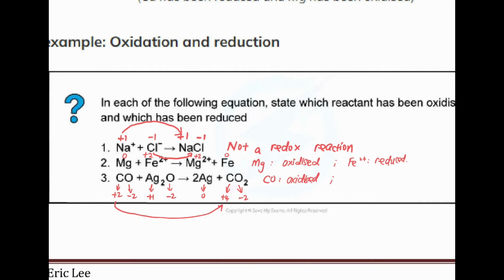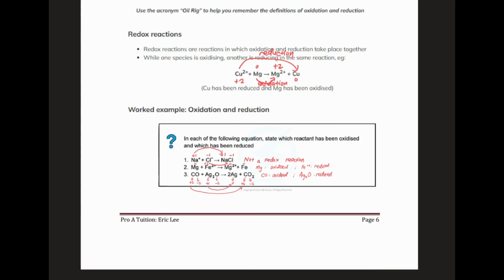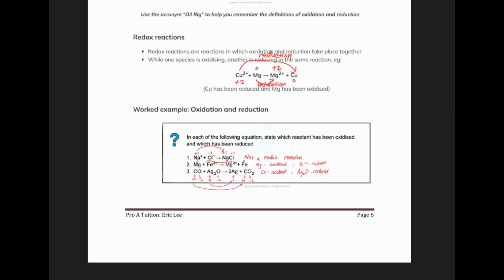Then Ag2O. For Ag2O, you can see positive 1 to 0. So we must say the whole reactant Ag2O is reduced. That is how we determine which one is oxidized and which one is reduced.